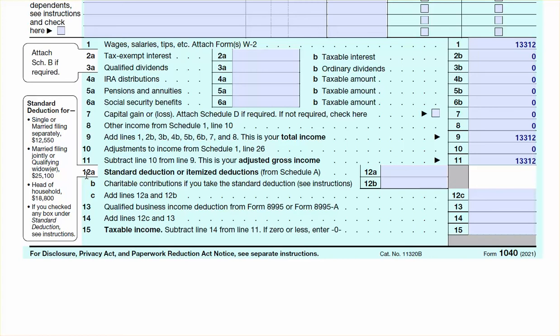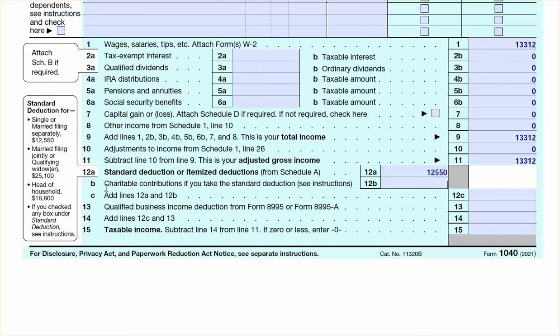In row 12, we get to look at some deductions. Deductions are things that the government allows us to subtract from our income. The box on the left tells us the amount of deductions we qualify for. We're filing as a single. We are also a dependent, so we're not a head of household. So our deduction will be $12,550.